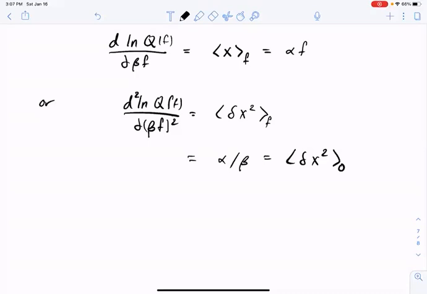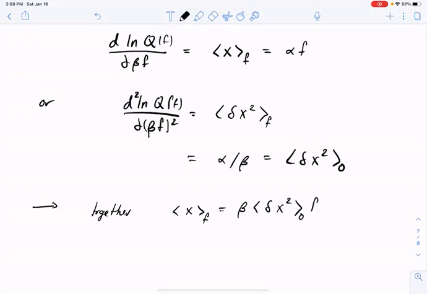Putting those two things together, we find that the average of X in the F ensemble is equal to beta times the fluctuations of X in the reference ensemble times F.